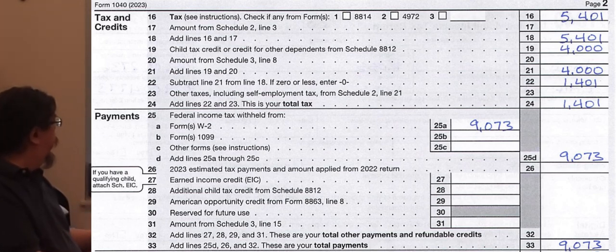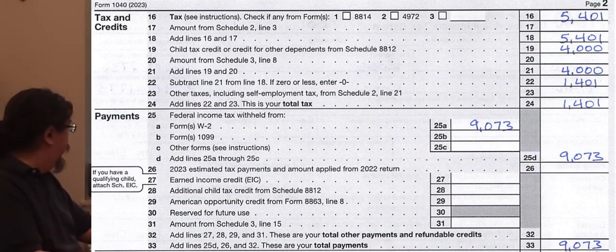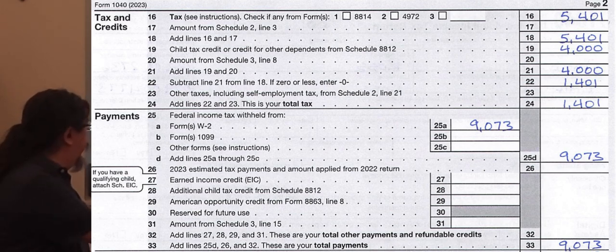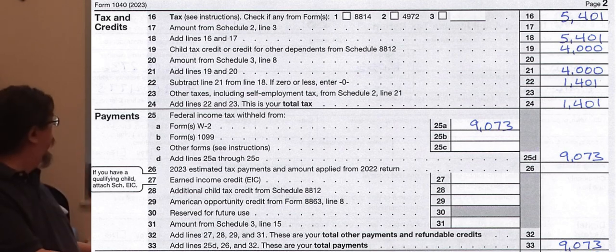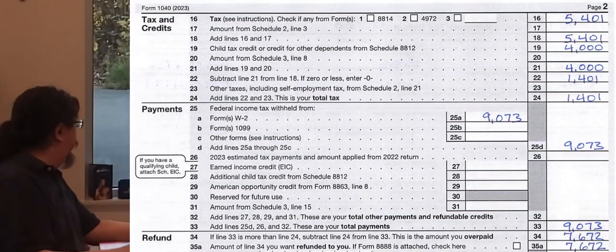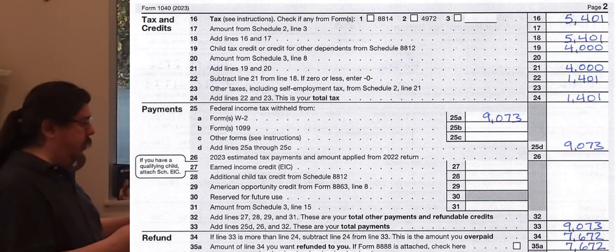They're going to get a $2,000 child tax credit for each qualifying child under 17, which is going to reduce their tax from 5,401 to 1,401. Withholding, do we get 9,073 for their withholding? So 9,073 minus 1,401 is their refund, 7,672. That's how that tax return comes out for them.